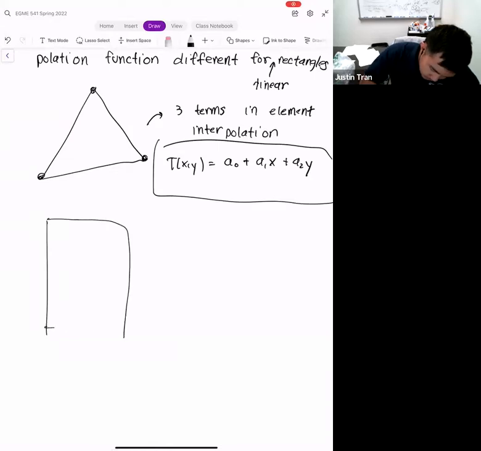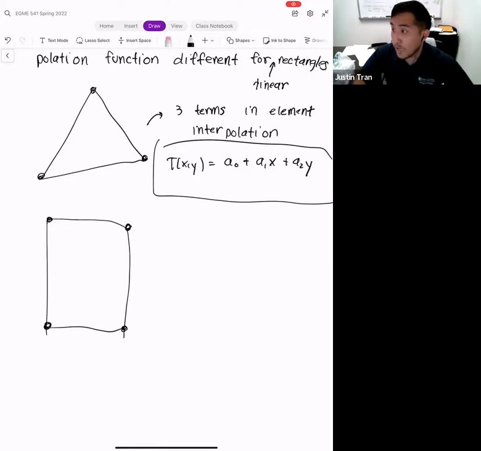For a rectangle, it's a little bit different. For a rectangle here, we have 4 nodes. And with 4 nodes, that means our element interpolation function has to have 4 terms in it.